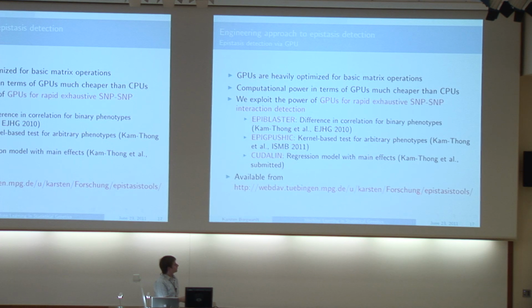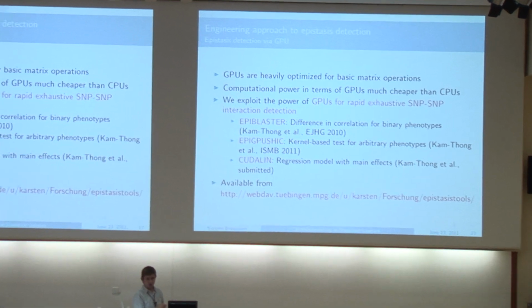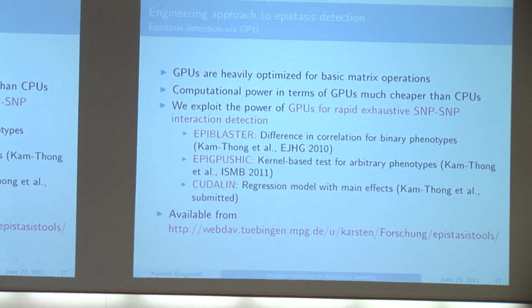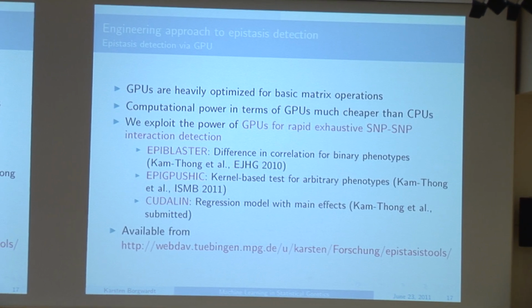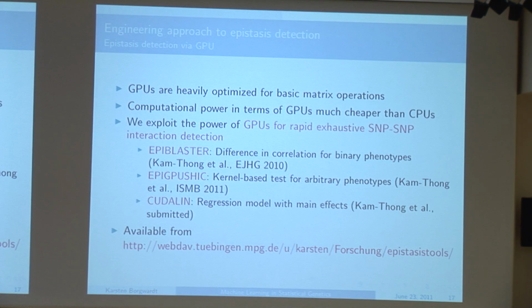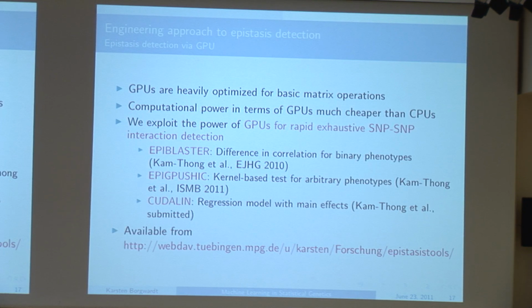So if you go to this homepage of mine, you'll find the code of EpiBlaster. We've generalized this to non-binary phenotypes recently. This will go online shortly. We submitted a work where we implemented linear regression for SNP-SNP interaction search recently. And all of these will go online over the summer. EpiBlaster, as I said, already is. The Lightbulb algorithm will hopefully follow in the further course of the year.